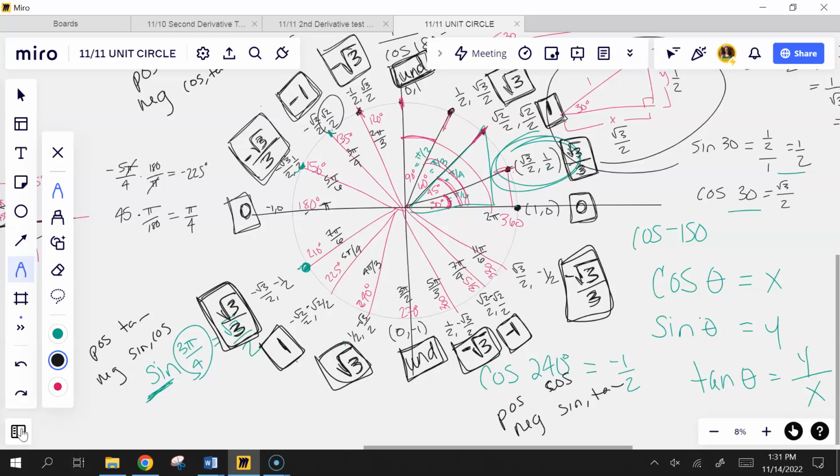Go back to 13, cotangent of negative 300. So where is 300 normally? But go backwards that much, right? Square root of 3 over 3. You can do that.